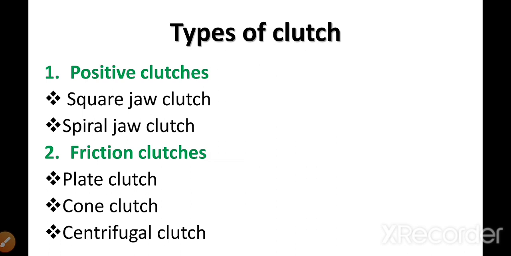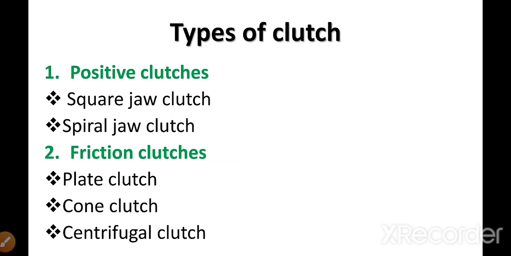In positive clutches, the torque or motion of the driving shaft is transmitted with the help of jaw clutches, by means of a direct interlocking of the jaws on the driving shaft with the jaws on the driven shaft. Because of this direct interlocking, the power or torque is transmitted from the driving shaft to the driven shaft. As per the shapes of the jaws, positive clutches are classified into two types: square jaw clutch and spiral jaw clutch.